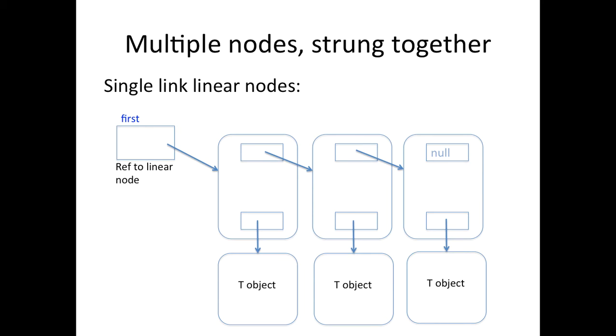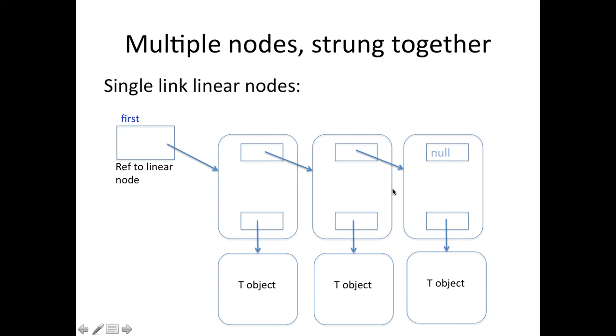So the point of having a linear node class is so that we can use them together. And so here's a picture of what it might look like if you had 3 single link linear nodes linked together. So we might have a reference that we're storing that gets us to the first linear node. And so maybe we call this first, and all this is, of course, is a reference, gets us to this node. The node is pointing to an object, but the next reference is actually pointing to the next linear node.